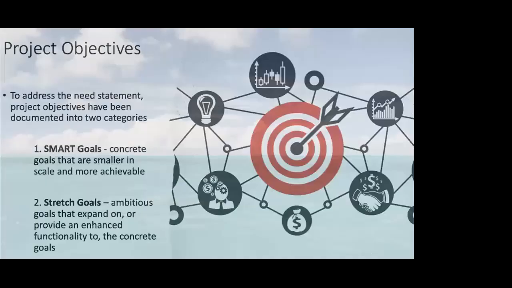So to address the project's needs statement, project objectives have been documented into two categories, namely SMART goals, or concrete goals that are smaller in scale and more achievable. Specifically, SMART stands for specific, measurable, achievable, realistic, and timely. And secondly, stretch goals, namely ambitious goals that expand on or provide enhanced functionality to the concrete goals.